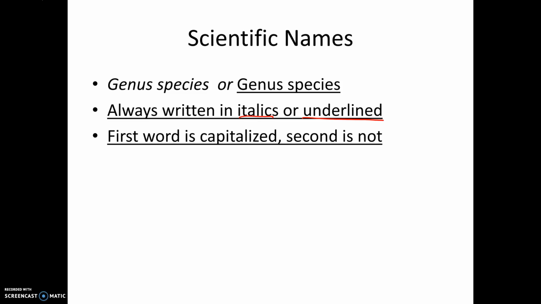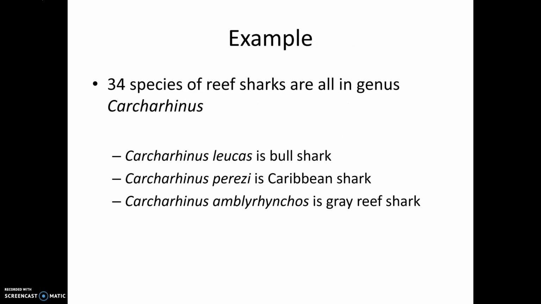So let's take a look at some examples here. In our example, we have 34 different species of reef sharks, but they are all in one singular genus. So when we're talking about different species of reef sharks, we're going to include the genus, and with our genus name, we know that it's going to be a type of reef shark. And then our species name is going to give us the specific shark that we're talking about.